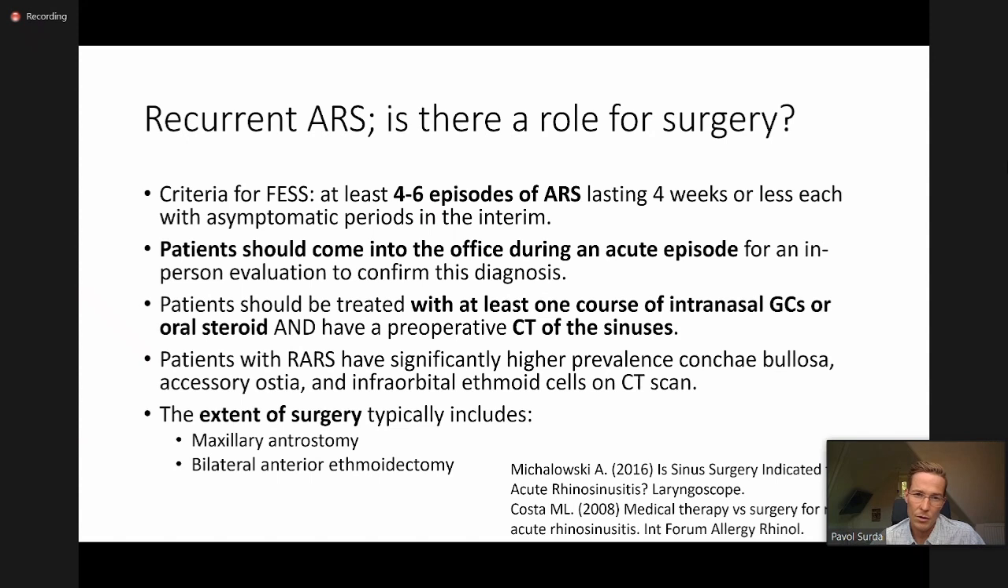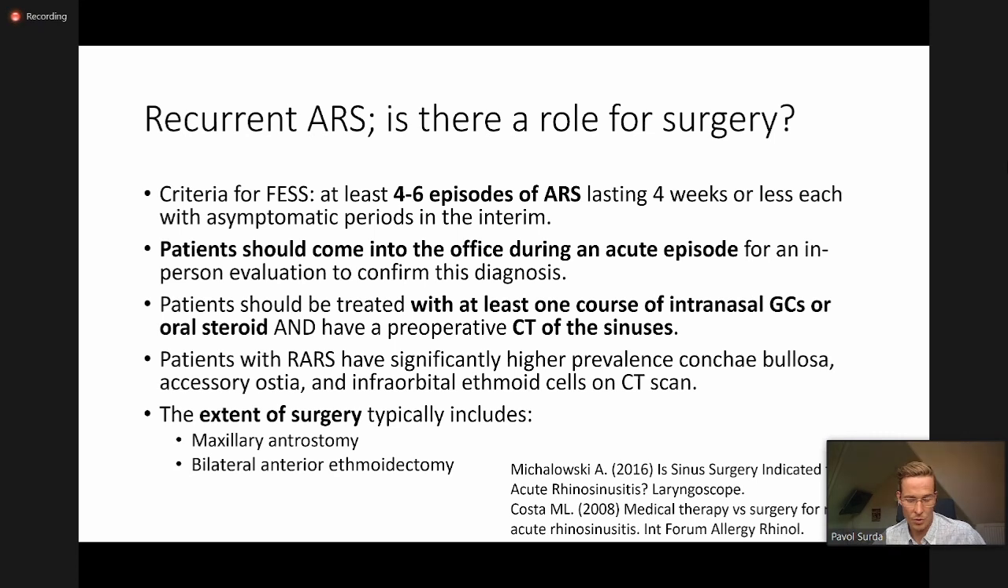A true recurrent acute rhinosinusitis is 4 to 6 episodes of ARS, each lasting up to 4 weeks, with an asymptomatic period in between. I like my patients to come into the office during the episode so we can look inside the nose, ideally perform a CT scan and CRP or full blood cell count.